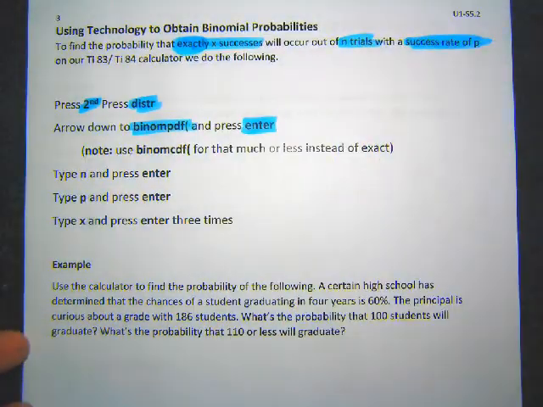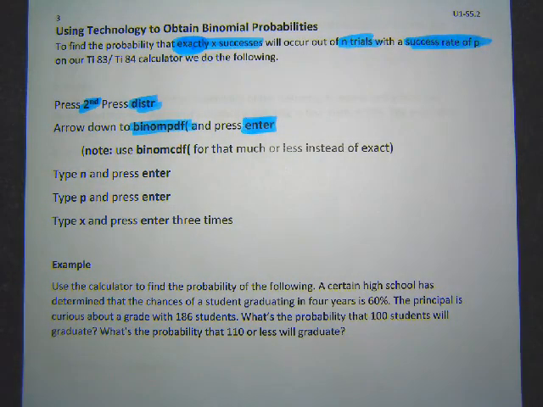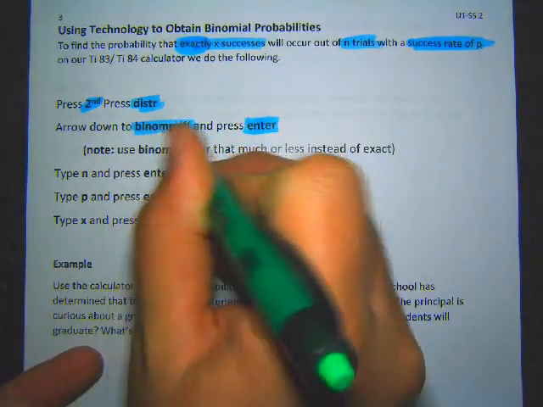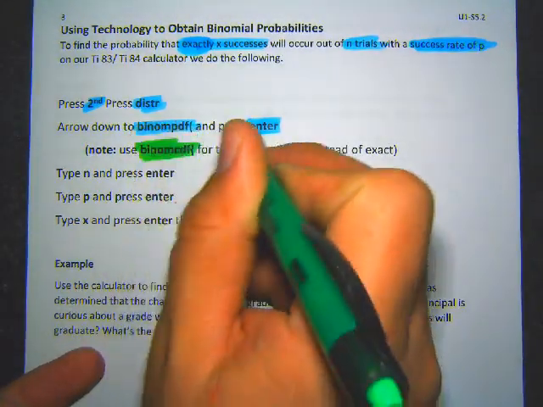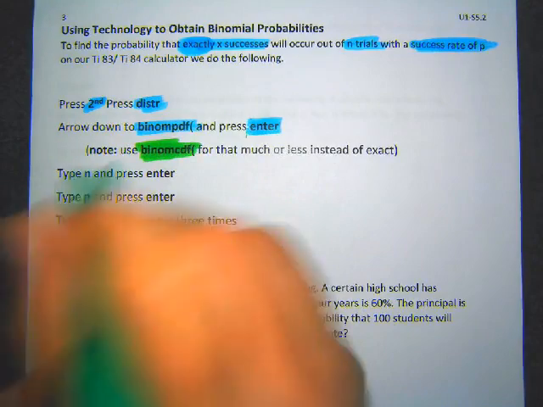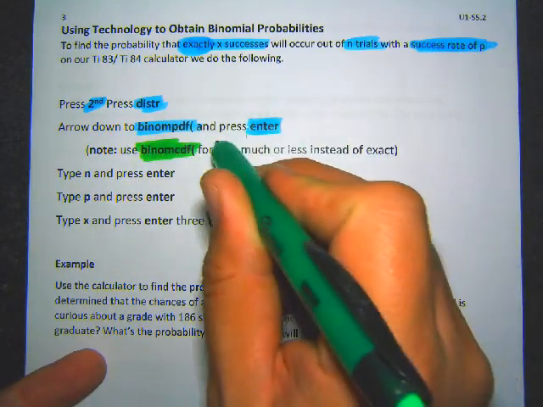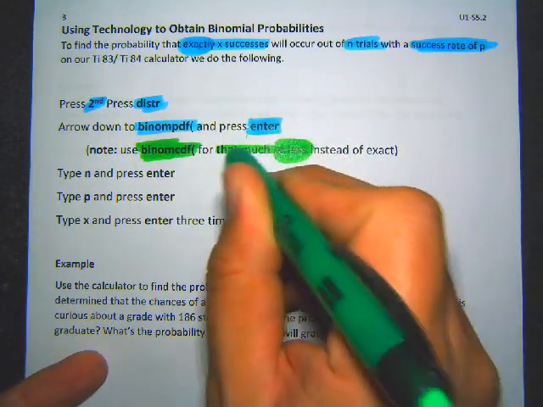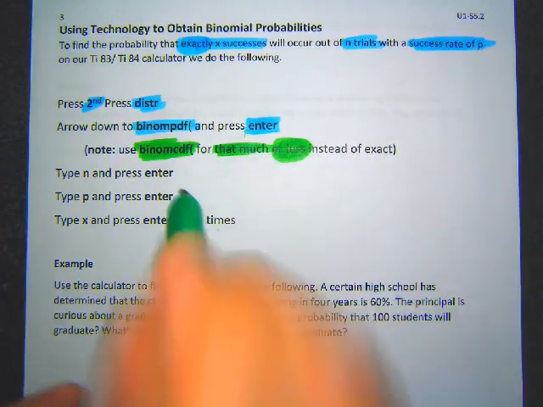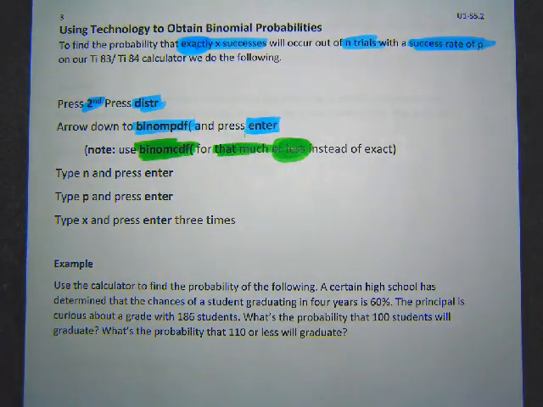If, however, you don't want exactly that many, most of the time we don't want to know exactly 3 people got cured. We want to know at least 3 people got cured. So a lot of times we'll be doing 3 or less. And in that case, we'll do CDF. That's why there's 2 options. There's PDF for exactly, so when you want exactly that many. CDF is for that much or less. And that's why that makes a difference. We'll actually use CDF more often than we use PDF.